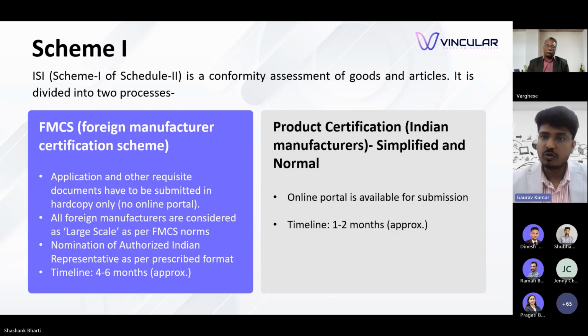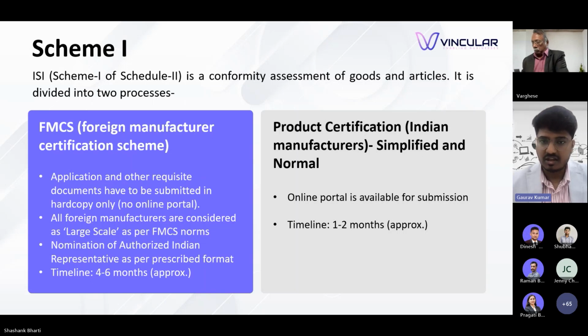Scheme 1 of Schedule 2 of BIS Act 2018, where all these points have been categorically defined in a detailed manner, is a conformity assessment of goods and articles, and majorly it is divided into two processes. So we have one set of factories which are locally based out in India. For that, we can call it a product certification scheme. In that product certification scheme, we again have two processes. One is the simplified, another is the normal.